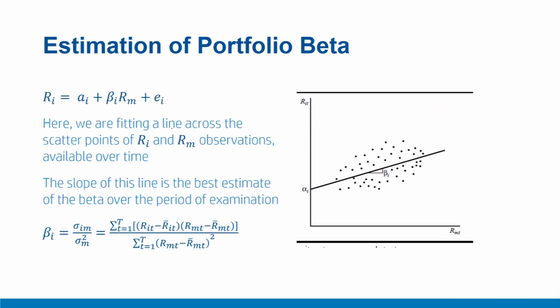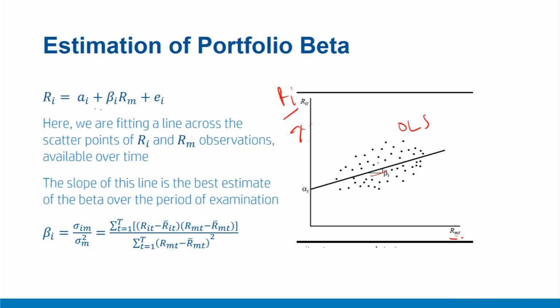Now here, since we are fitting the line across scatter points of Ri, this is the Rit, or often called Ri. So these are the security i's returns over different times, and Rmt, which is the market return over different times t. We are fitting this line, and in this expression we can observe Ri and Rm from the various databases which are directly available from exchanges or databases like Bloomberg. This plot of Ri and Rm will result in this kind of figure. The line fit between Ri and Rm observations available over time. And for drawing this straight line, like I said, we often use a measure called ordinary least squares. The slope of this line is the best estimate of beta over the period of examination.